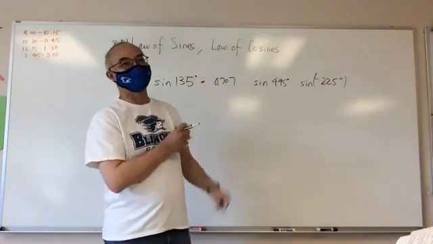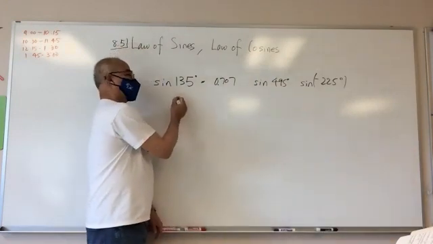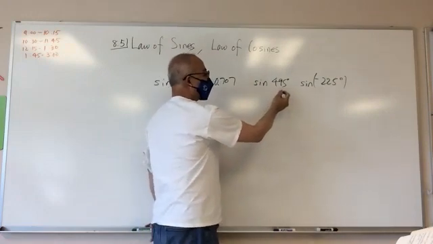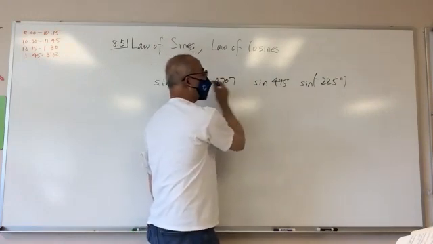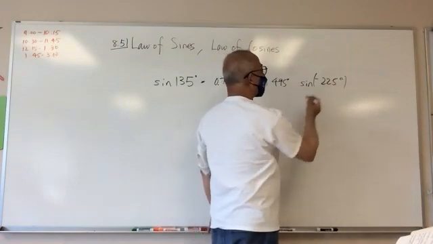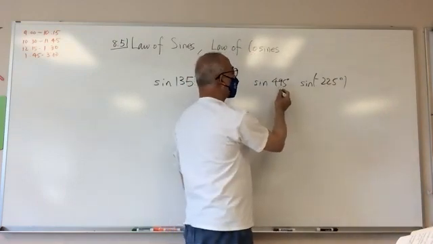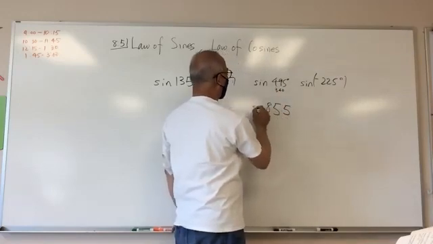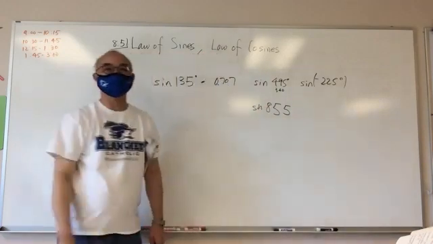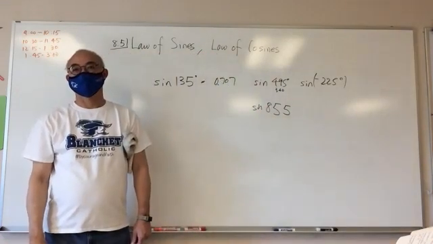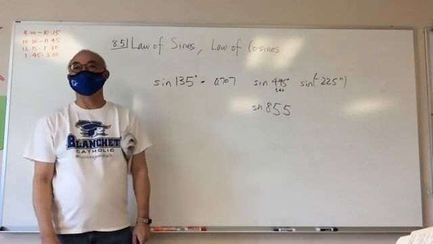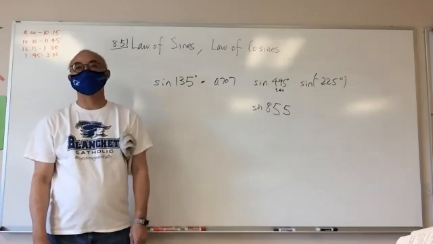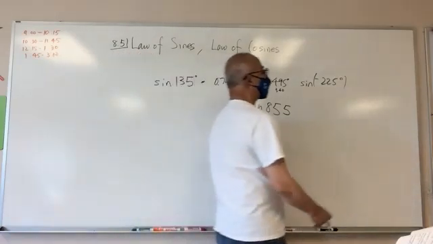Any angle that you have, if you add 360 degrees to that, it's the same thing. Any angle you have, if you subtract 360 degrees, it's the same thing. If I add 360 degrees to this, anybody want to hazard a guess what the sine of 855 is? 0.707.